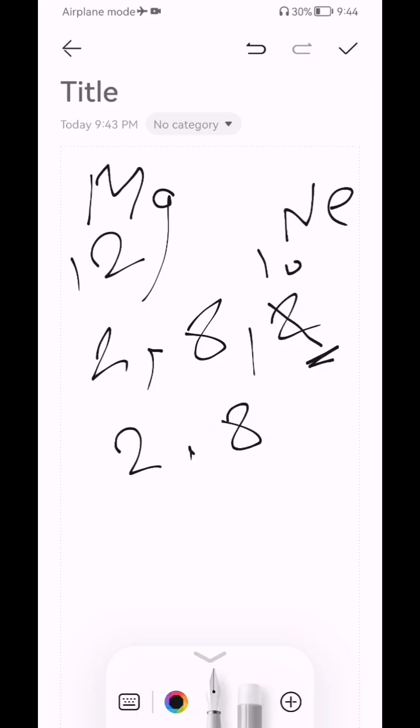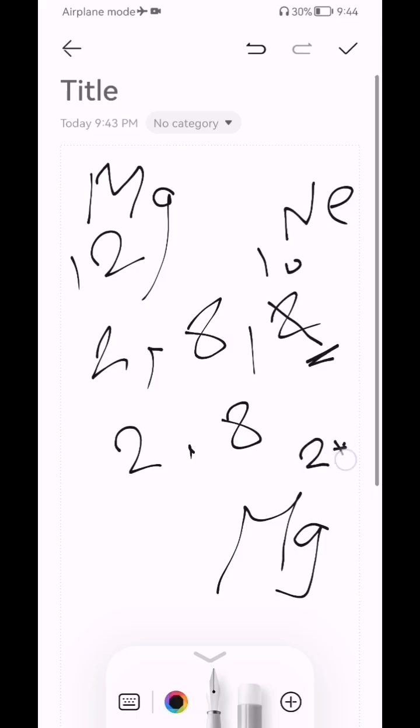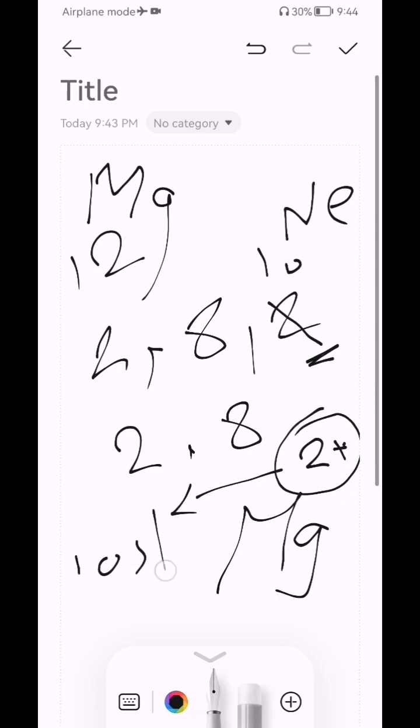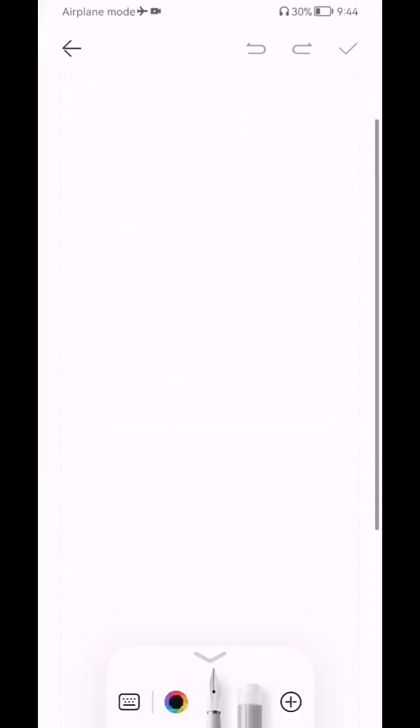Now we will write the symbol of the ion Mg. Mg loses how many electrons? It loses 2 electrons, so we put 2 positive. So the number of the charge equals the number of lost electrons.